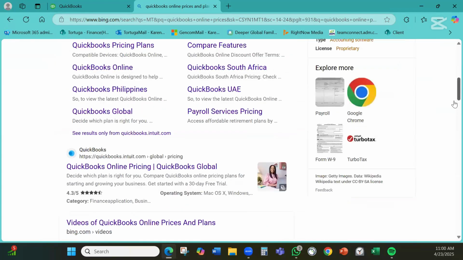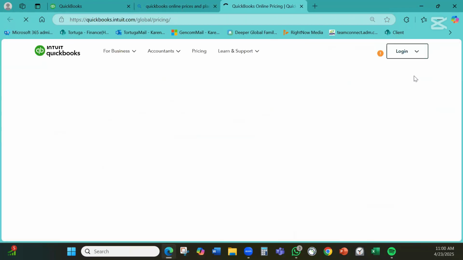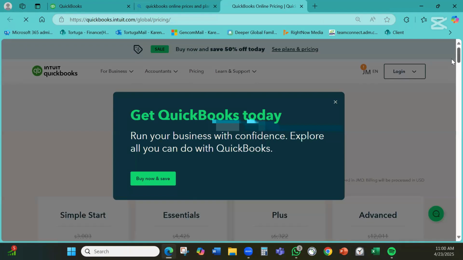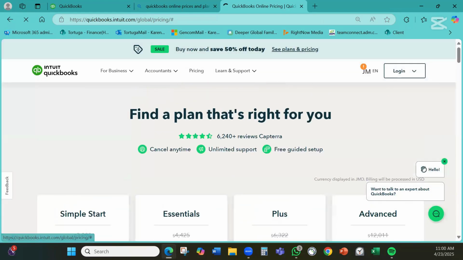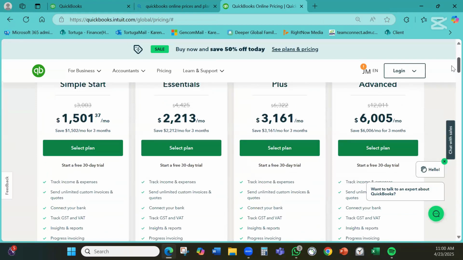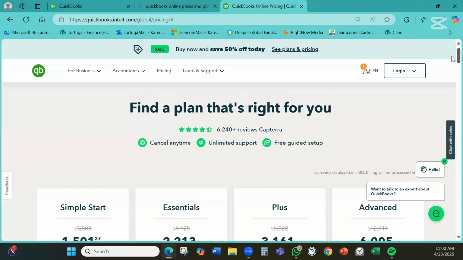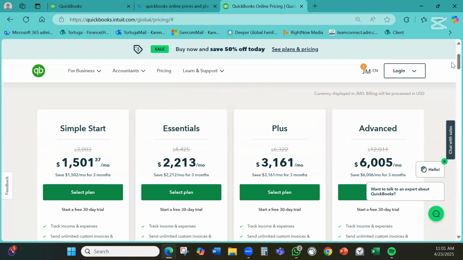I'm just bringing it up to show you, and then we'll move on. All right, so I have no idea, see, this is new. They're displaying the prices in Jamaican dollars, right? Are you seeing my screen? Yeah, man, we can see it.